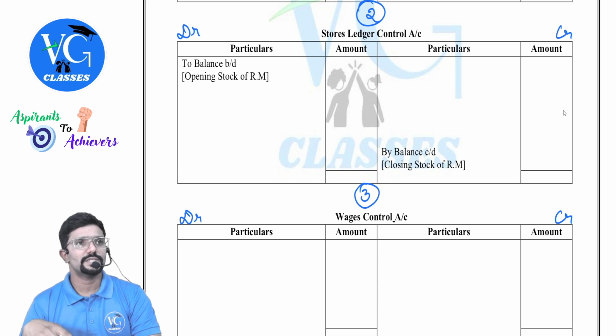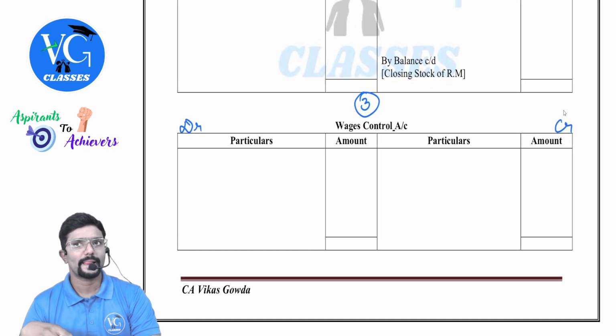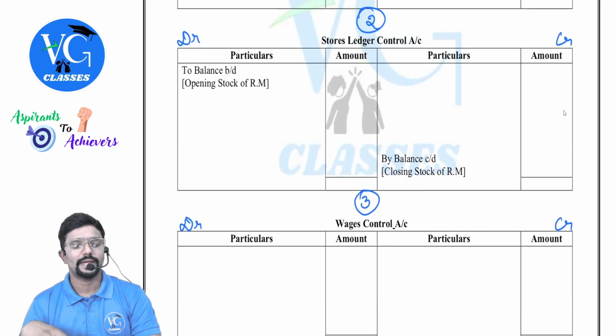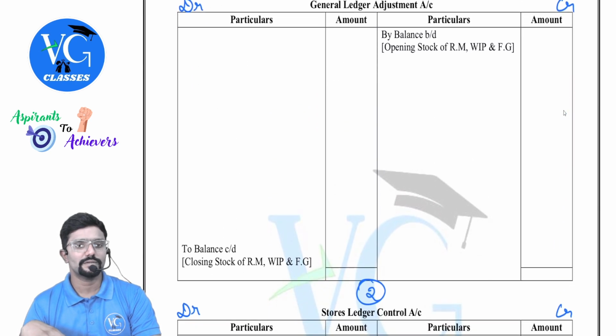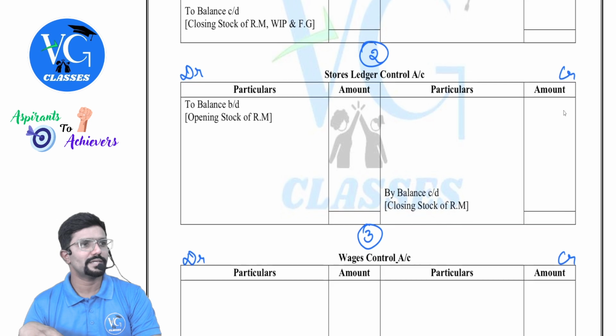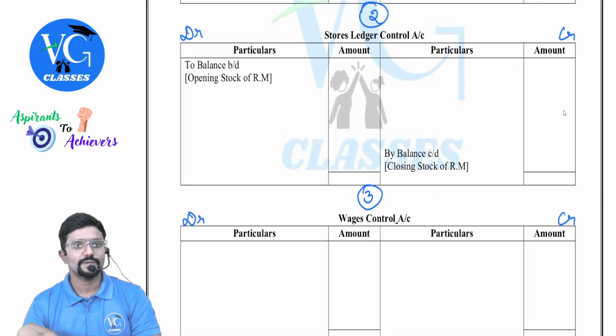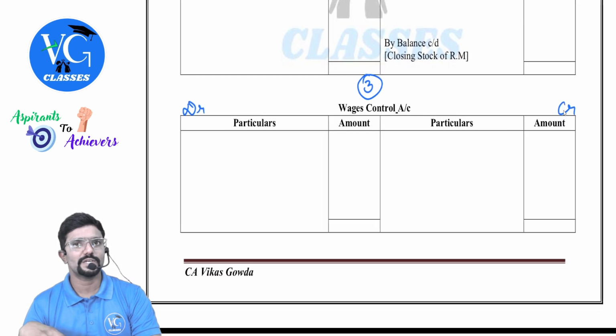So second is stores ledger. Third is wages control account. I will come from the beginning, guys. First one, general ledger adjustment account. Use the same name that I have used, or else you will get confused. Stores ledger control account, second one. Third one is wages control account.